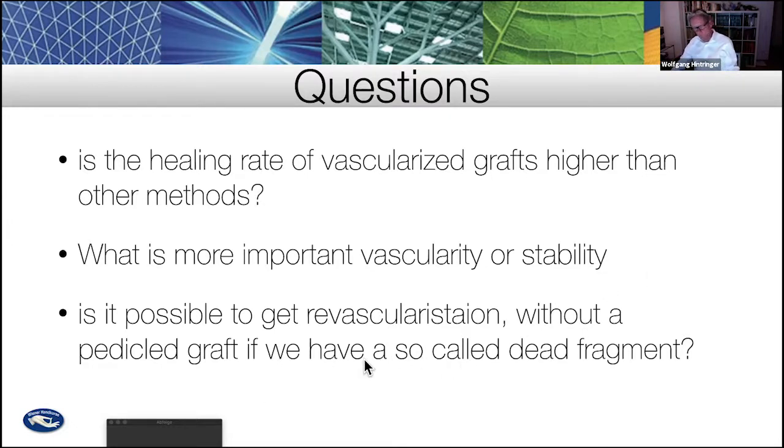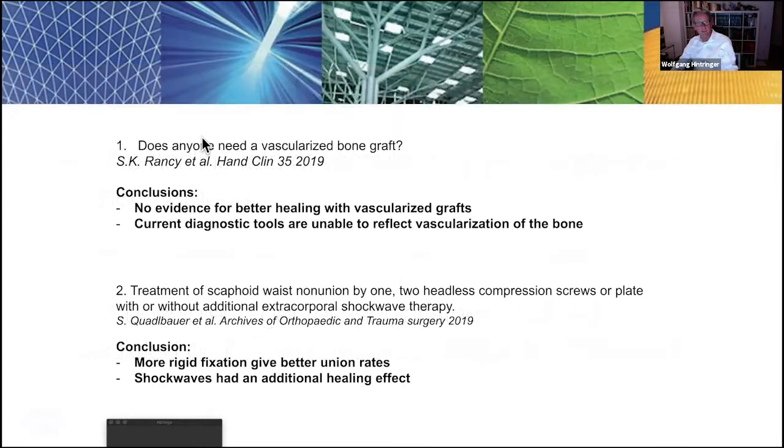Because we think if we give the bone a lot of stability, and the stability is held over maybe months, then also avascular fragments can revascularize. So here are some papers. Does anyone need a vascularized bone graft? Conclusions from Renzi and the Hand Clinic: no evidence for better healing with vascularized graft.